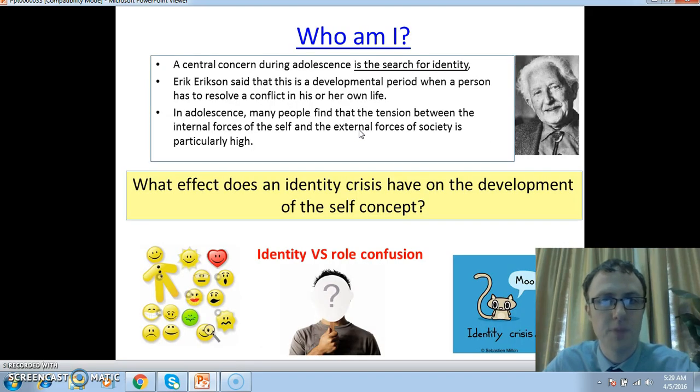Okay. Who am I? Right. A central concern during adolescence is the search for identity. Here's a guy whose name is thankfully easy to remember. Erik Erikson said that this is a developmental period when a person has to resolve a conflict in his or her own life. In adolescence, many people find the tension between the internal forces of the self and the external forces of society is particularly high.